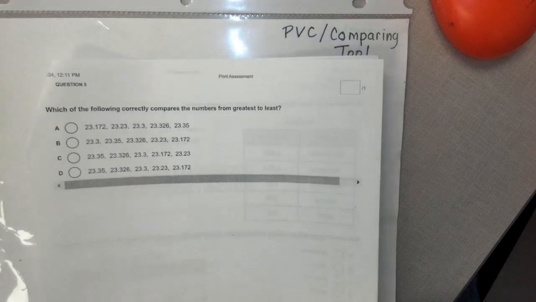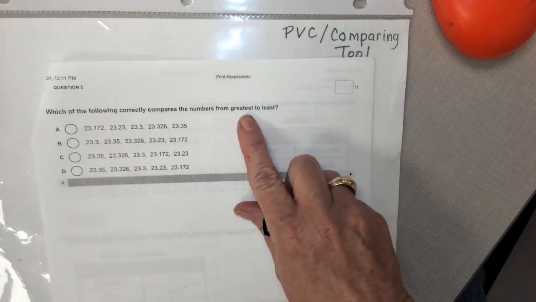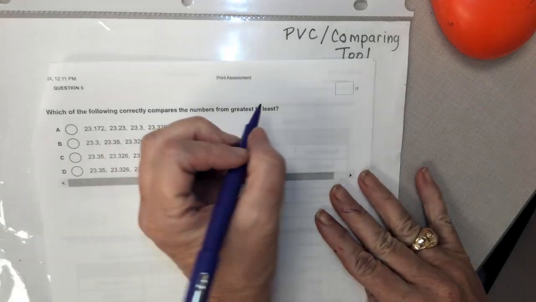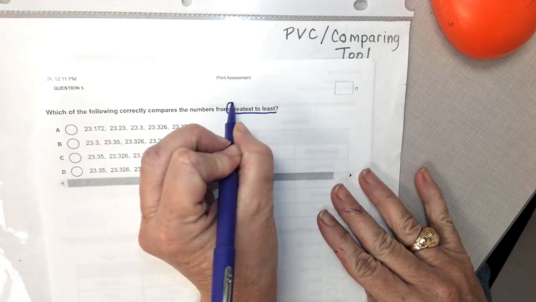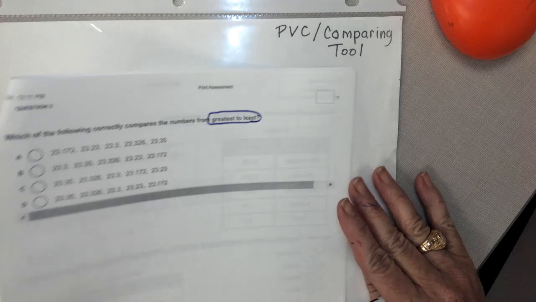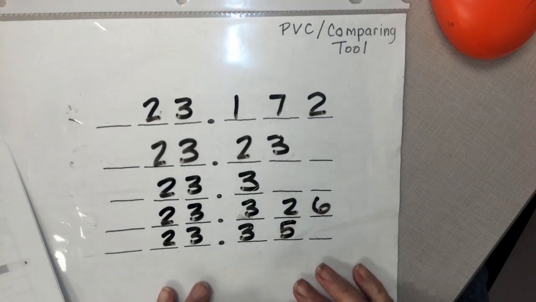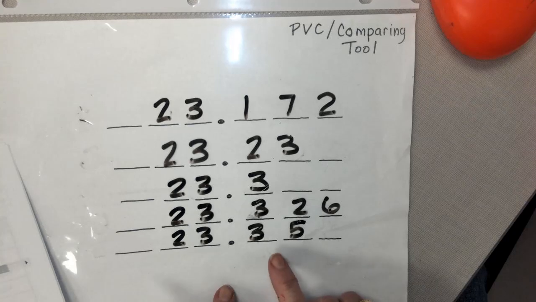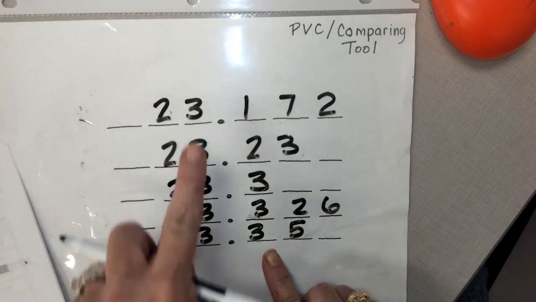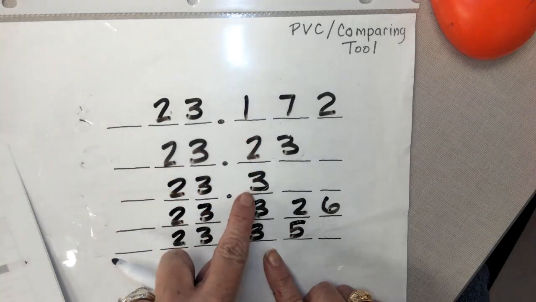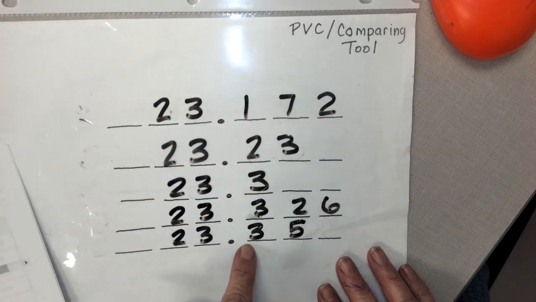And I want to make sure that I'm looking for the right value. So I want to start with the greatest value, and I want to go to the least value. So I'm going to remind myself by circling that. And then on my paper, I'm looking for the greatest value. So they've all got a 2. They've all got a 3. So where I start to see changes are here. And we're looking for the greatest value.